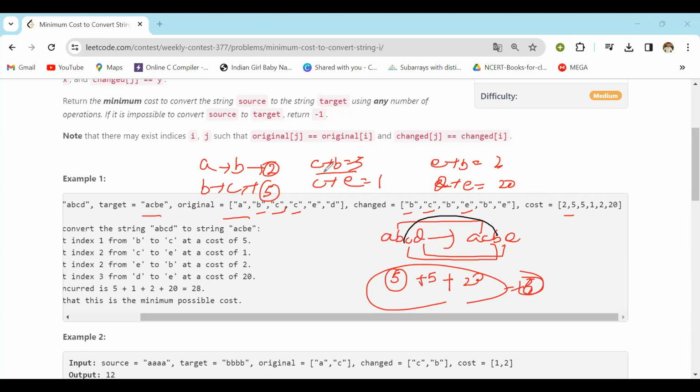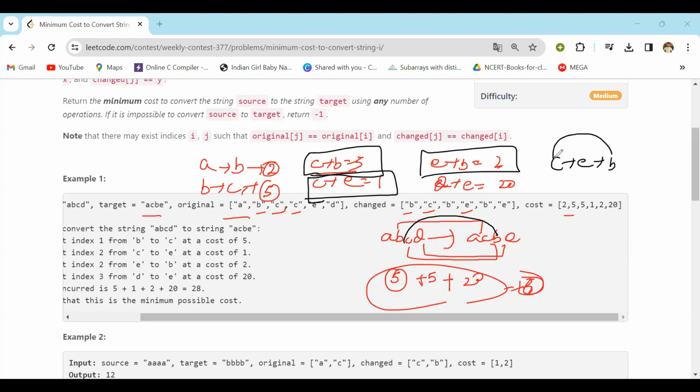First, we saw direct conversion. C to B is 5 rupees. But we can do it in this way: from C to E, we can convert in 1 rupee, and from E to B, we can convert in 2 rupees. C to E to B. We reached our goal via E. This is 1 plus 2, 3 rupees. Sometimes we go from one city to another via different paths just to save our money, although it takes a lot of time, and this is what this question is going to do, right?